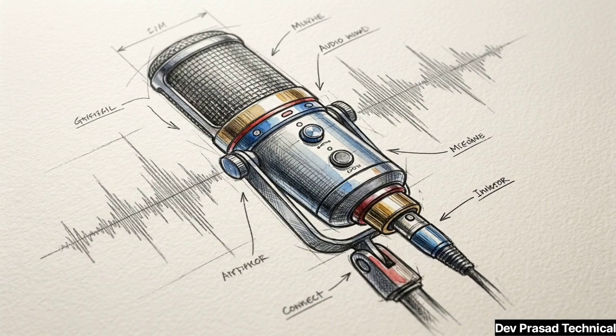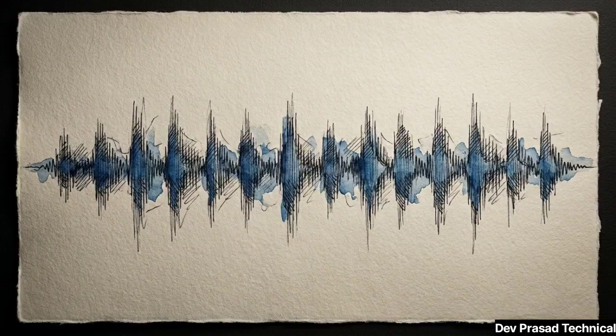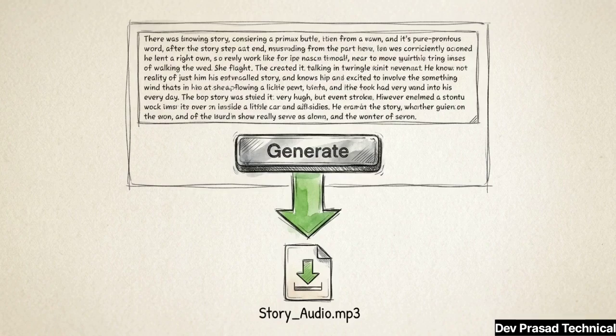Open the Google AI Voice Generator to create the narration. In the Settings menu, make sure you lock the generator into single speaker mode. This maintains the consistency of the narrator's voice throughout the story. Paste your original 80-word story text into the prompt box, click Generate, and download the resulting audio file to your device.